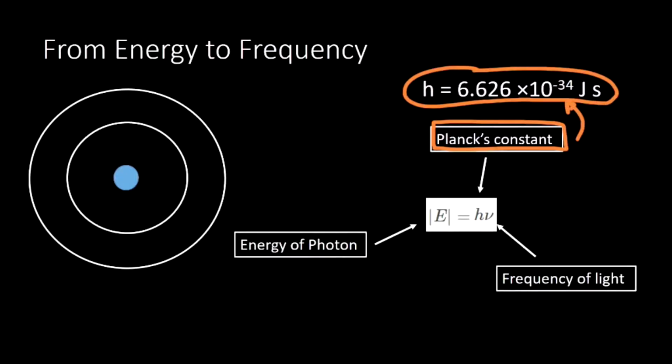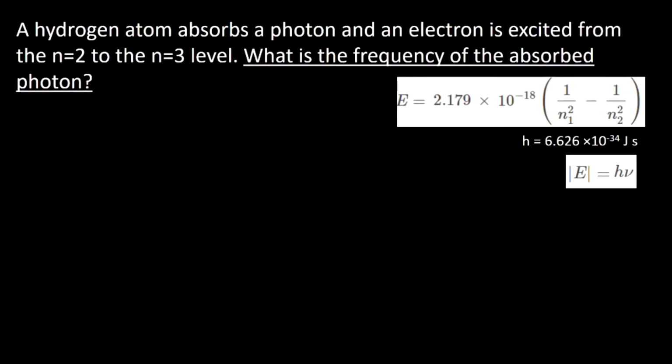So let's do a few problems now where we start with how an electron moves between those rings and then eventually go all the way to the wavelength of light that we have. Okay, so first let's do frequency. This problem says a hydrogen atom absorbs a photon and an electron is excited. That just means moved up in energy levels from the n equals 2 to the n equals 3 level. It says, what is the frequency of the absorbed photon?